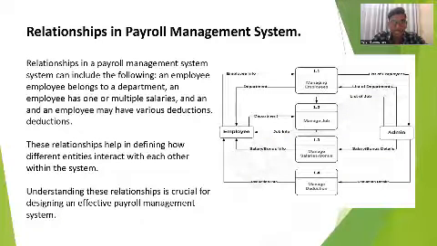Relationships in payroll management system. Relationships in a payroll management system can include the following. An employee belongs to a department, an employee has one or multiple salaries, and an employee may have various deductions. These relationships help in defining how different entities interact with each other within the system. Understanding these relationships is crucial for designing an effective payroll management system.